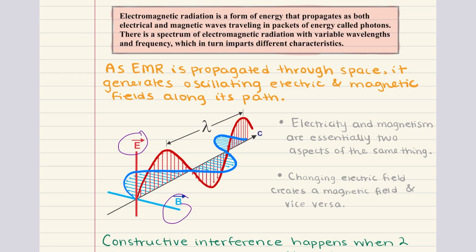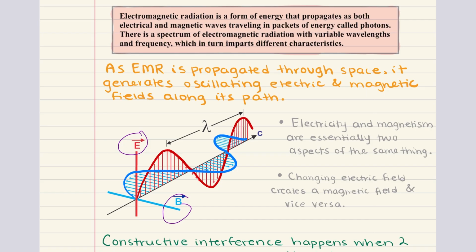As the electric field oscillates in one plane, it creates a changing magnetic field in a perpendicular plane and vice versa. And this constant interplay between electric and magnetic fields allows the wave to self-propagate through space without the need for a medium, which is why electromagnetic radiation can travel through the vacuum of space.